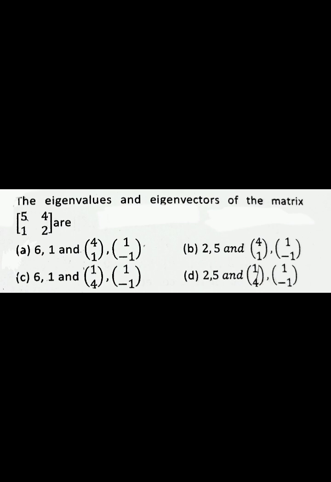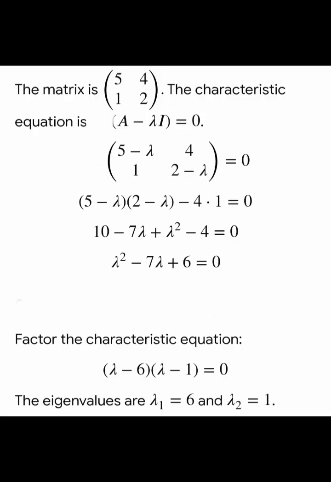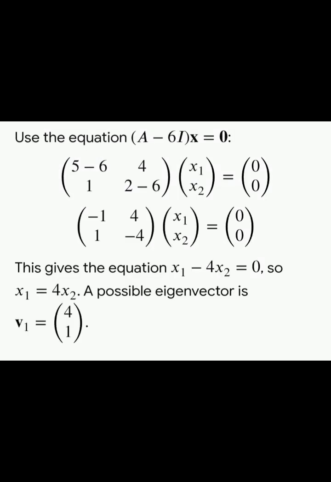The next question is, the eigenvalues and the eigenvectors of the matrix 5 4, 1 2 are dash. Here the matrix is 5 4, 1 2. The characteristic equation is |A minus lambda I| is equal to 0. That is |5 minus lambda 4; 1 2 minus lambda| equal to 0. That is (5 minus lambda)(2 minus lambda) minus 4 into 1 is equal to 0. That is 10 minus 7 lambda plus lambda square minus 4 equal to 0. That is lambda square minus 7 lambda plus 6 is equal to 0. So here (lambda minus 6)(lambda minus 1) is equal to 0. That is lambda 1 equal to 6 and lambda 2 is equal to 1. Here we get the eigenvalues.